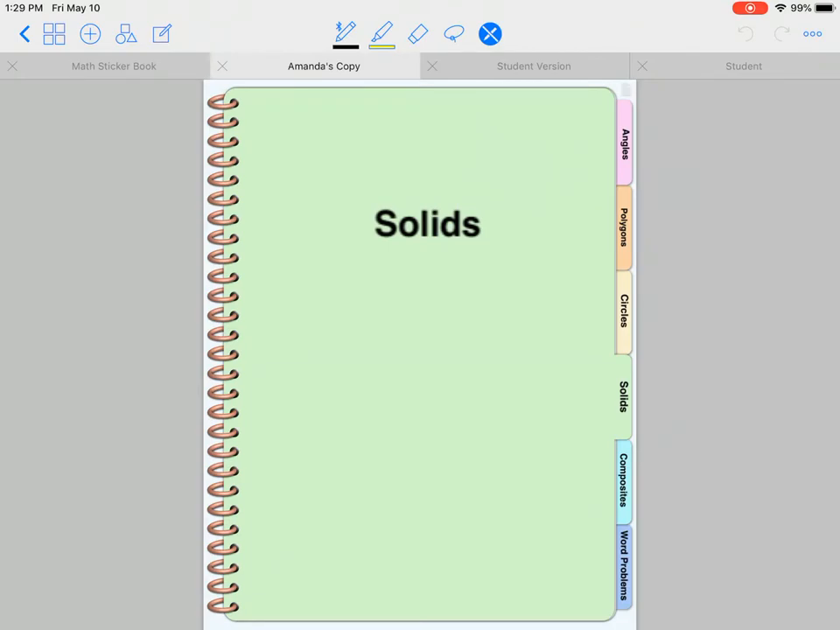Another word for volume is capacity. So we're looking at how much liquid, if you want to think of it that way. It doesn't have to be liquid. It could be any matter. But how much a shape will hold in terms of volume or capacity.